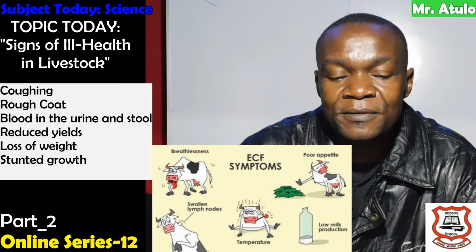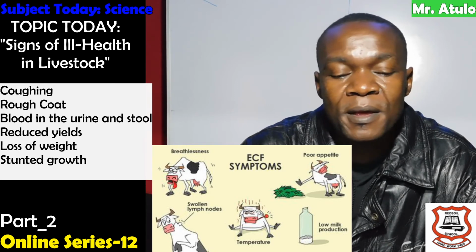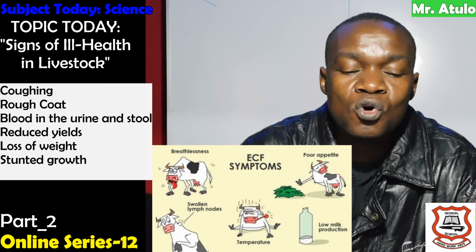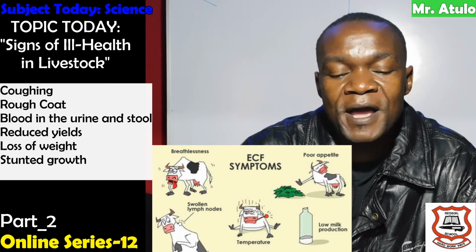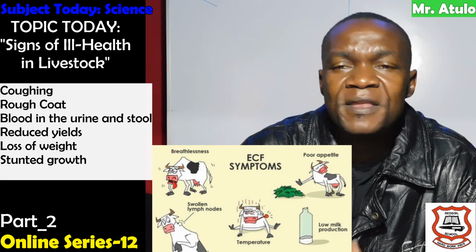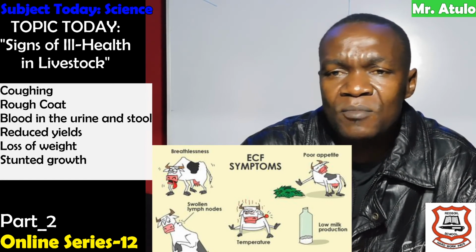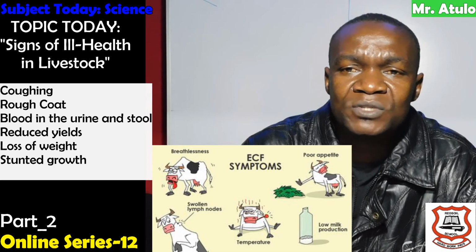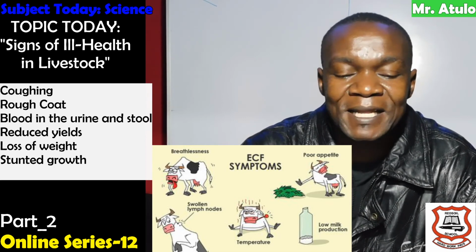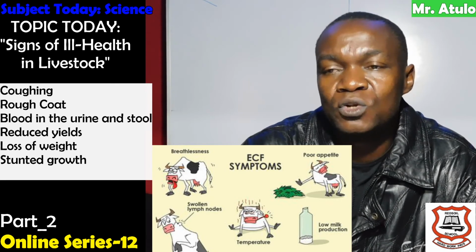Number 6, we talked about the stunted growth, and the stunted growth in this case is more or less like a slow growth rate, or the animal remains undersized and generally thinner than other animals of the same age. You find this one is not growing very fast. So this tells you that the animal is stunted. It's not growing.